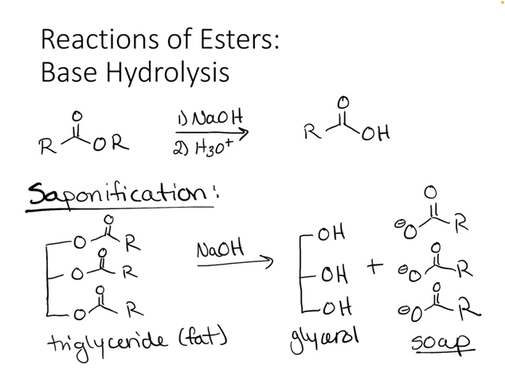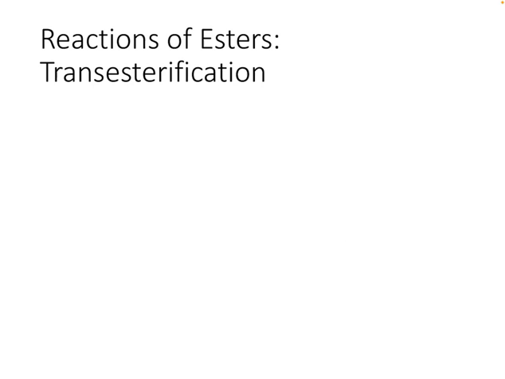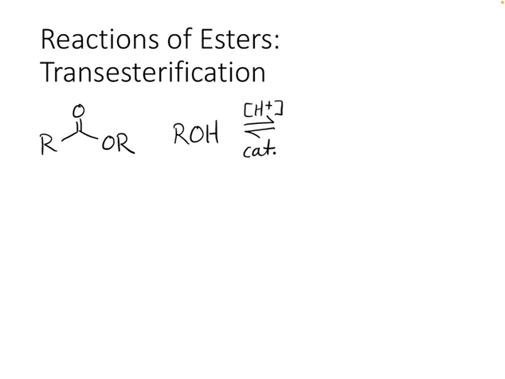Now, the next reaction that we can perform with esters is called transesterification. So that's a very long and fancy word. But we start with, again, our ester. Surprise, surprise, I know. And we're going to react that with an alcohol. We're also going to use catalytic acid again. And our products will be another ester and another alcohol. So what's going on here? What's the point of this reaction?